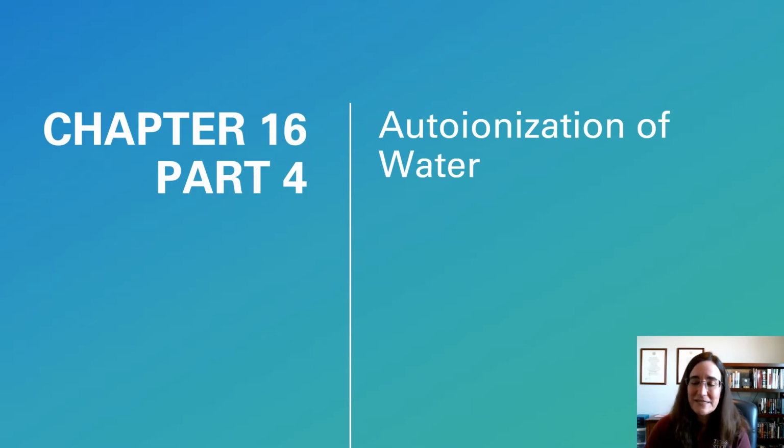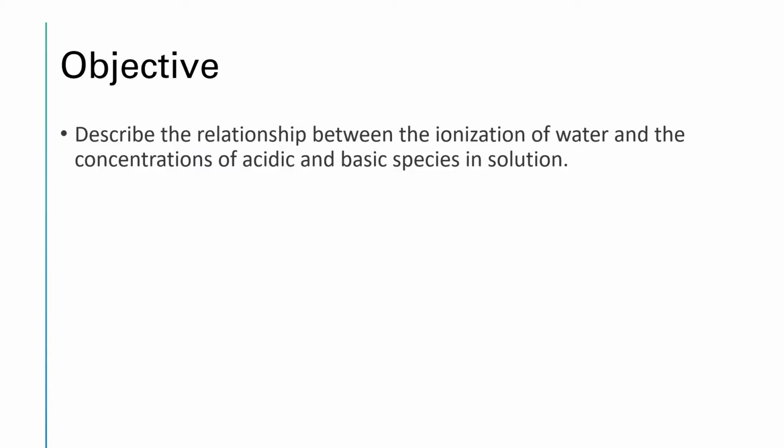This is an equilibrium that water molecules set up with H+ ions and hydroxide ions. This happens spontaneously to a very small extent. It's a very tiny number for the equilibrium constant. Nevertheless, it's something that we have to be aware of, and we're going to use it quite a bit as we do calculations on ion concentrations and pH. Our objective is to describe the relationship between the ionization of water and the concentrations of acidic and basic species in solution.